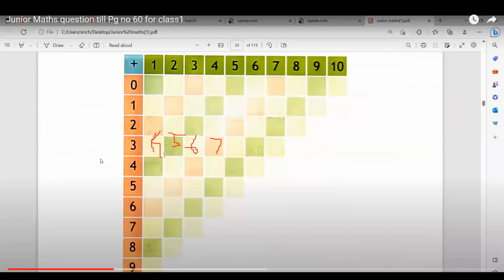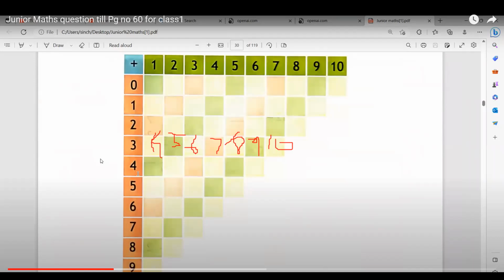Dattatreya, tell me, beta. 3 plus 3 is 6, then 4 plus 3 is 7, then? 3 plus 5 is 8. Okay, write it here, beta. And then? 8. Yes, 3 plus 5 is 8, then? 9. Very good. 10. Super, excellent. Then tell me this one, beta. 3 plus 6 is 9, 3 plus 7 is 10. Excellent. Now tell me this one, Dattatreya.